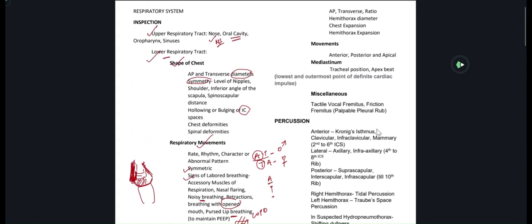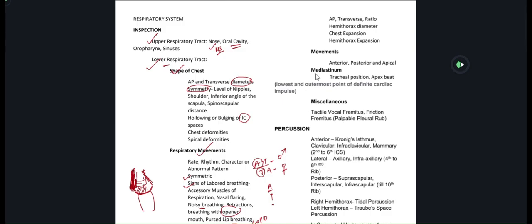In the measurements, the very first thing is the AP ratio, for which we have to use two cardboards. So if this is the patient, remember that all of this examination we are going to do in the sitting position. Even the palpation, the percussion, the auscultation, that is the best position because we can look for all the three sides, anteriorly, laterally, as well as posteriorly. So this is the person, and this is his anterior side. This is the posterior side, and this is lateral.